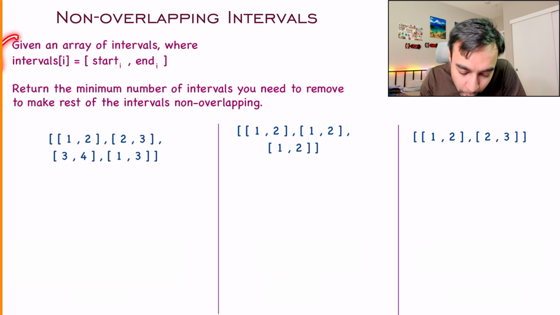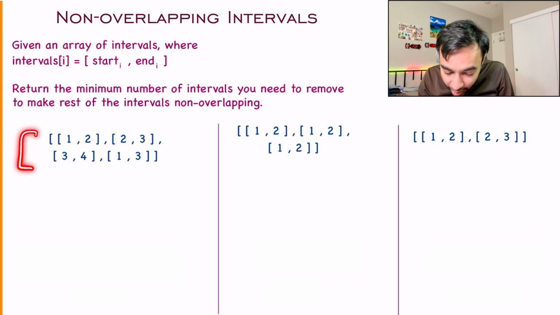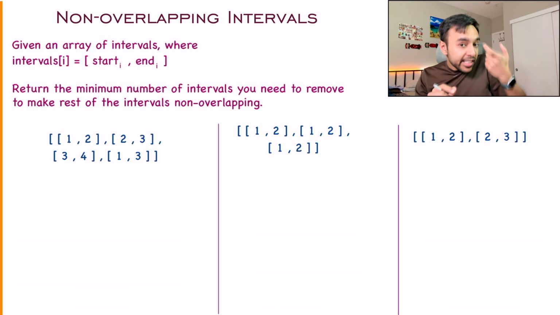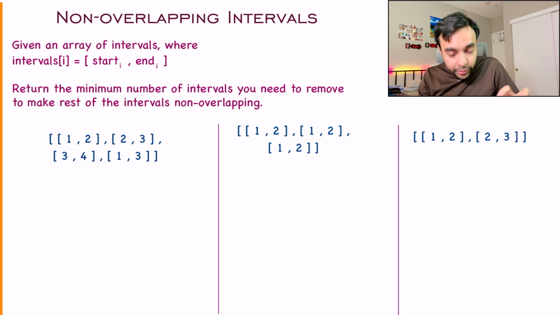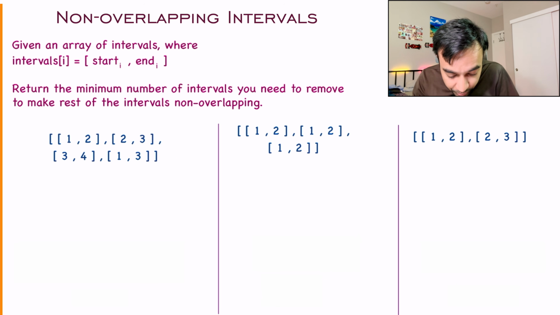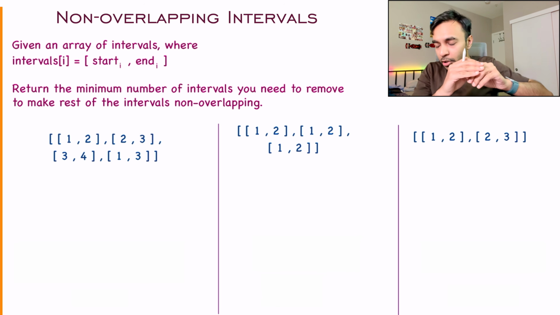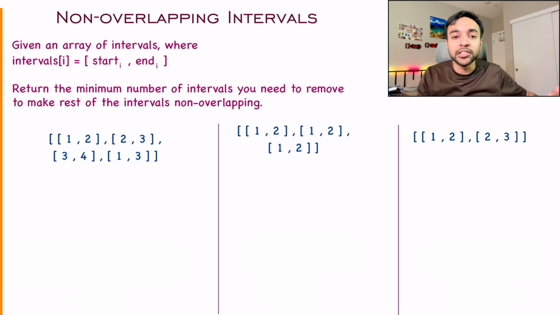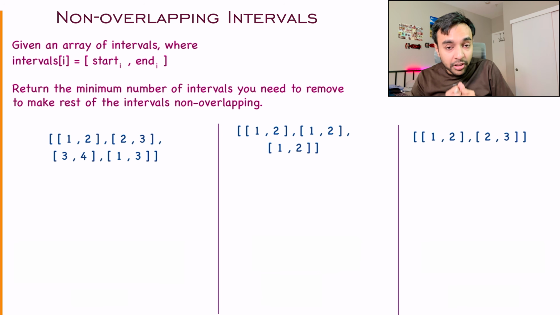In this problem, you are given an array of intervals. Now, how are these intervals defined? Actually, you have an array of arrays and each array is telling me the start time and the end time. So, for example, in this first test case, I have several intervals. The first interval starts at 1 and ends at 2. The second interval starts at 2 and ends at 3. So, you can assume them to be any kind of intervals. They could be hours in the day and these probably could be your class schedules, right?